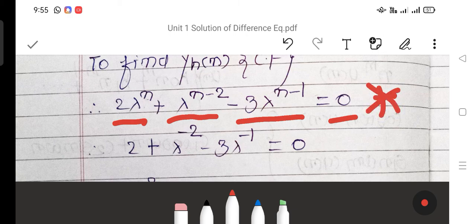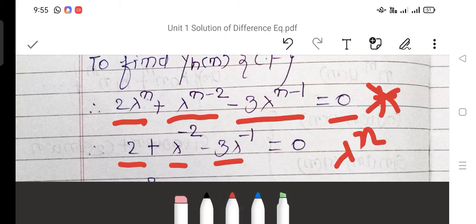This step is common for all examples, so please pay attention properly. Now which term will we take common from this equation? We will take common lambda to the power n. Lambda to the power n is common, so we get 2 lambda to the power minus 2 minus 3 lambda to the power minus 1.